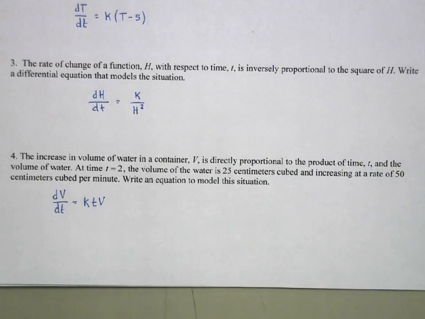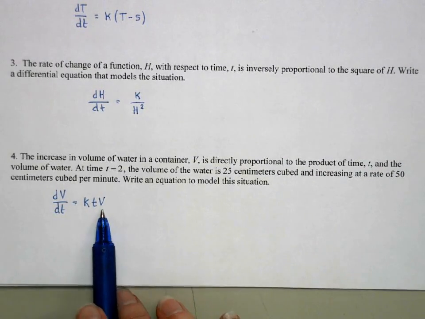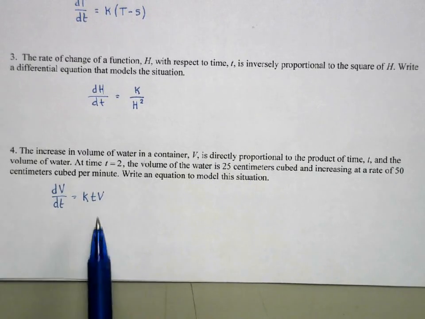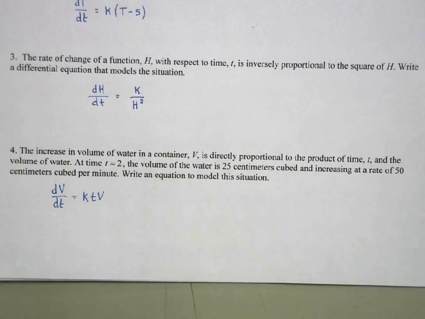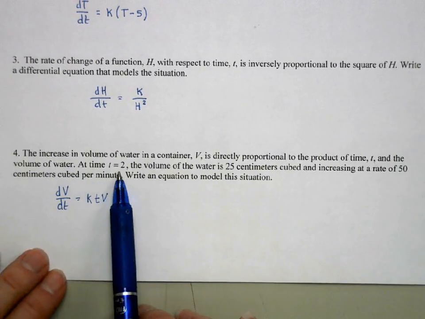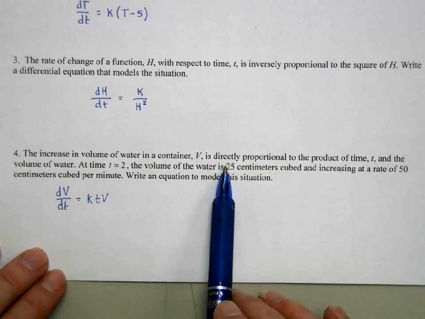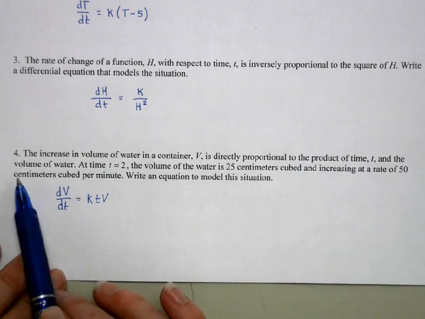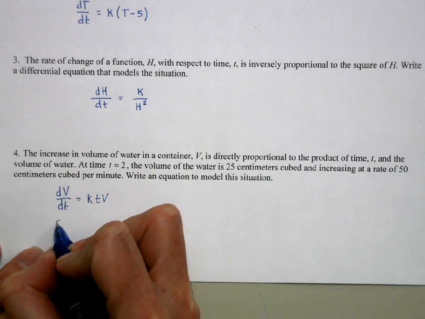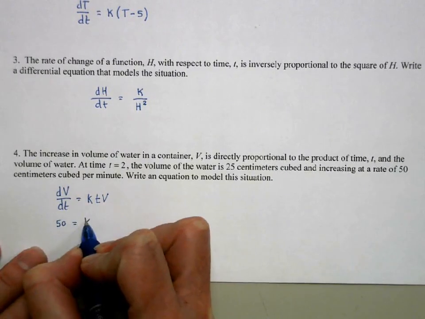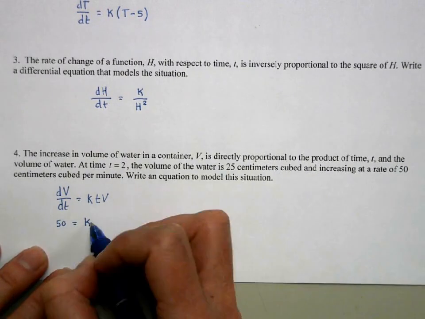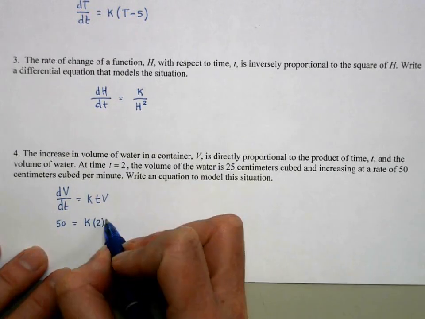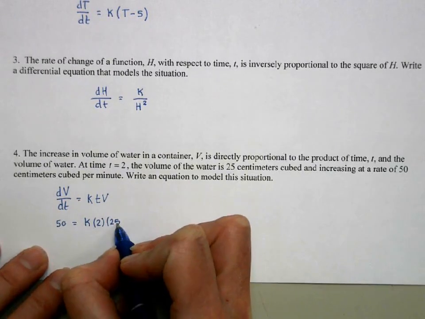Okay, so here you have an equation where we've got multiple variables. Both t and V are variables. K is our constant. In this case, we have enough information to actually find our constant. It says at time t equals 2, the volume of the water is 25 centimeters cubed and increasing at a rate of 50 centimeters cubed. So my rate is going to be 50. K is what we're solving for. Time is 2. And the volume is 25.